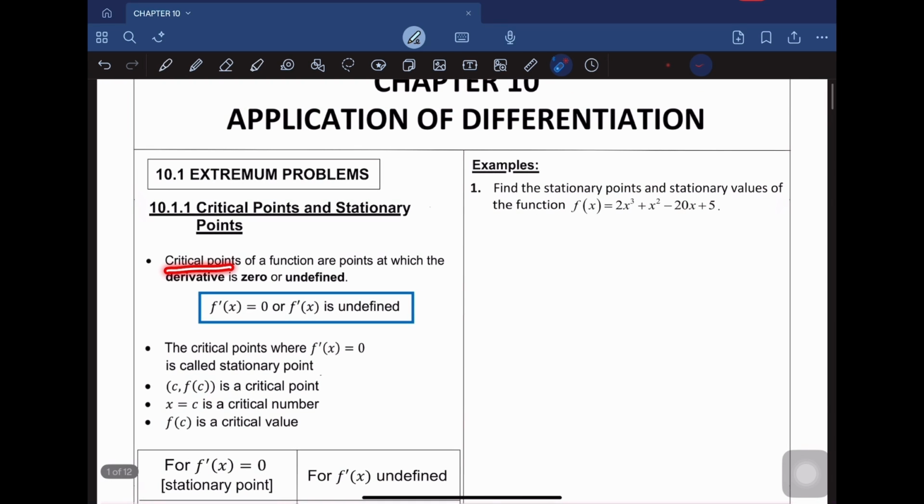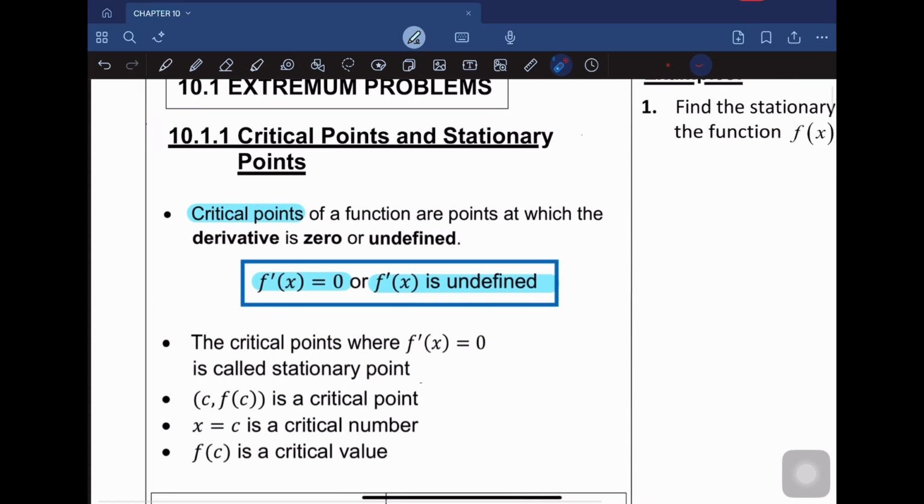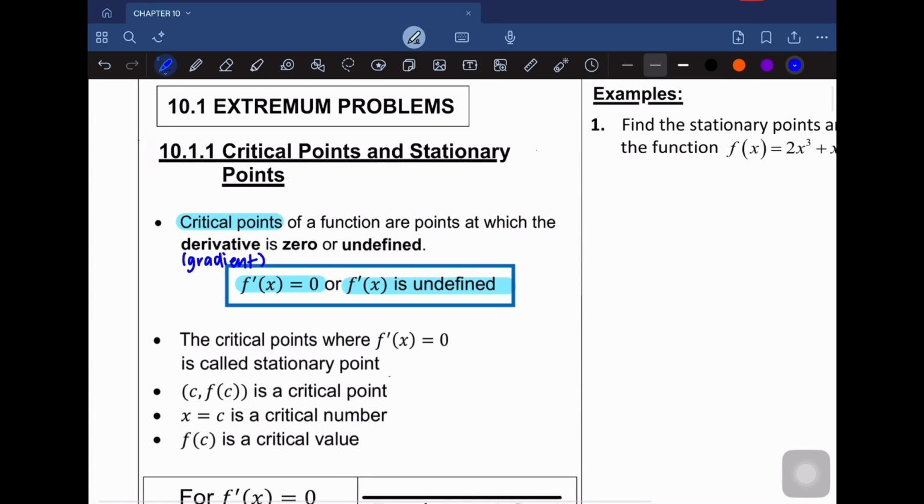Critical points of a function are points at which our derivative is equal to 0 or our derivative is undefined. So there are two cases for critical points. Also, as you know from your high school, derivative or dy dx is actually your gradient, the gradient of the function. Kecerunan kalau dalam bahasa Melayu.